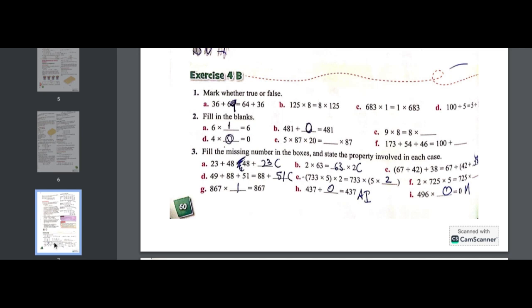Now, can you fill in the blanks? Which number will be multiplied to get the answer 6? 1. And which number will be added to get the answer 481? That is exactly 0. If I multiply 9 with 8, which number will multiply again to get the equal answer? Again the 9. Which number will be multiplied with 87?